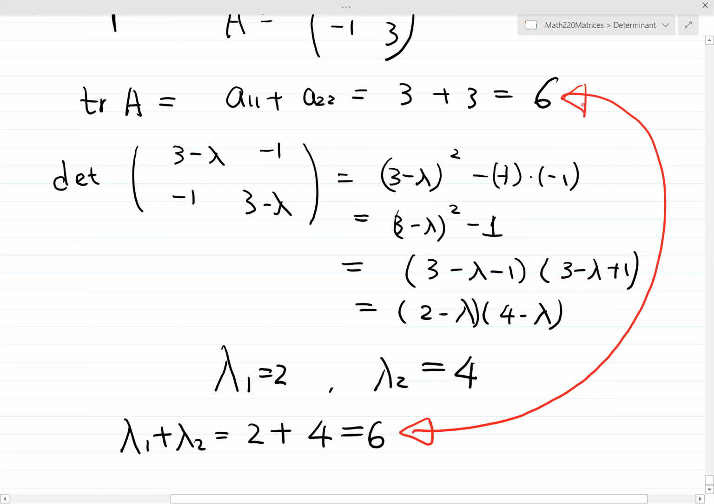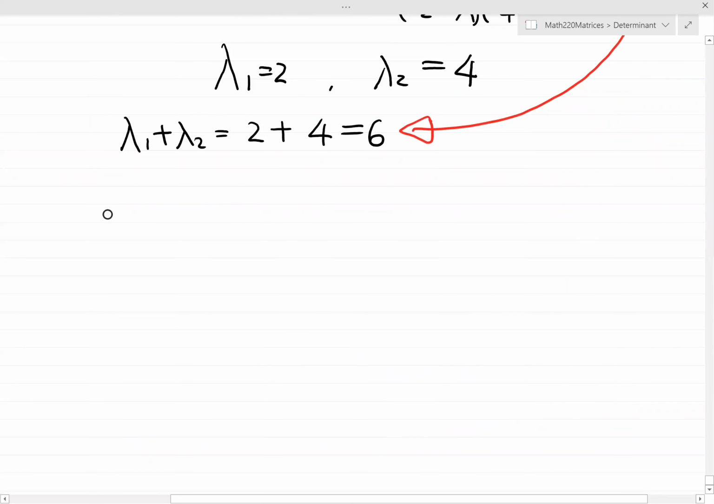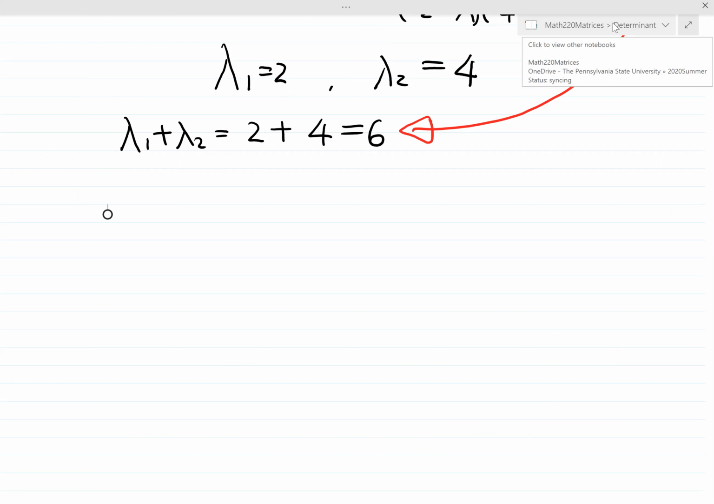So we computed it in 2 ways and you get 6 equal to 6. The sum of the eigenvalues equals the sum of the main diagonal entries. So trace is a really important quantity. Now, the properties of trace.